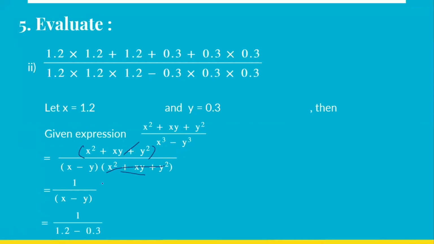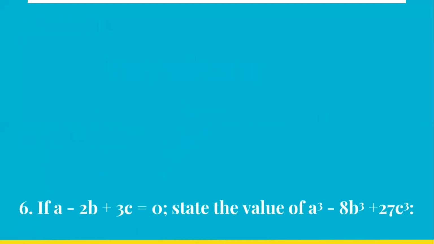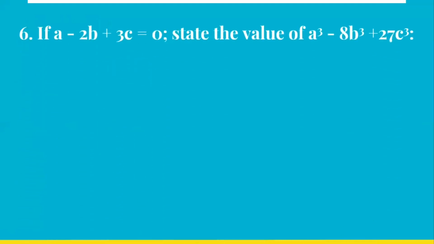Substitute the value of x. 1 upon 1.2 minus 0.3. 1.2 minus 0.3 is 0.9. So the denominator is in decimal, so we just multiply by 10 to the numerator and denominator. So this becomes 10 upon 9. 10 upon 9 is 1 by 9. Got it?